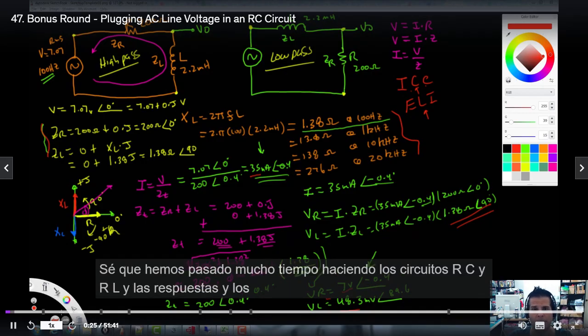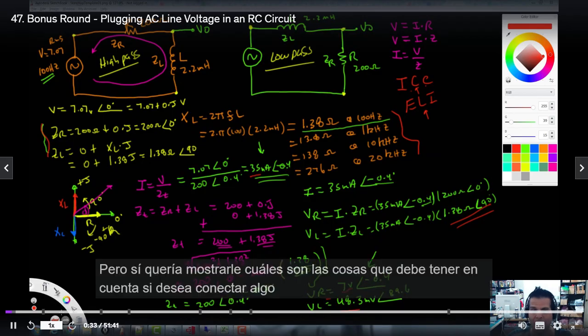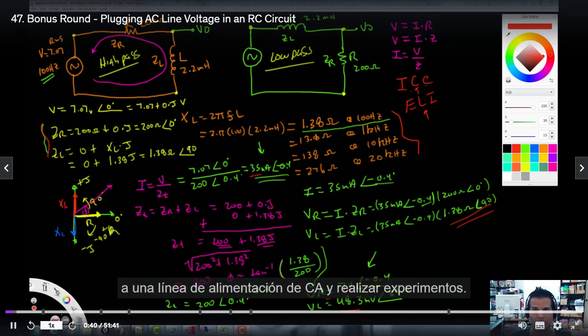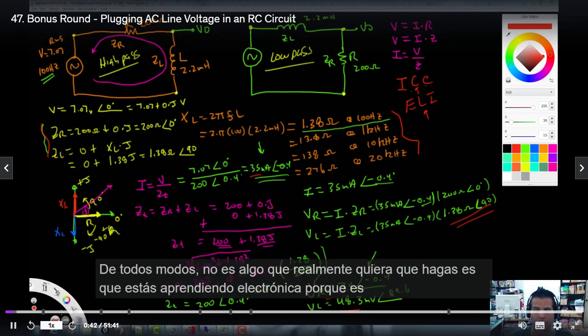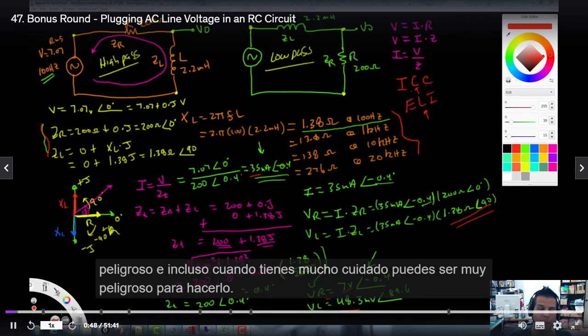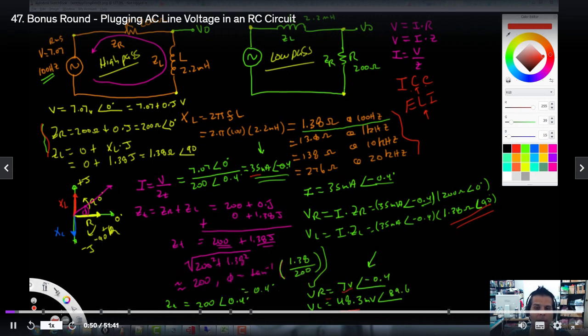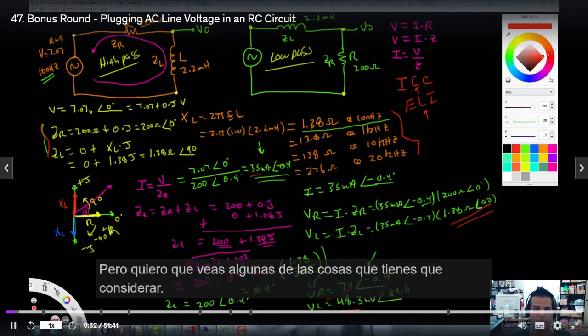I know we've spent a lot of time doing the RC and RL circuits and the responses and doing different experiments. But I did want to show you what you have to consider if you want to hook something up to an AC power line and run experiments. It's not something that I really want you to do as you're learning electronics because it is dangerous, and even when you're really careful, it can be very dangerous. But I want you to see some of the things that you have to consider.